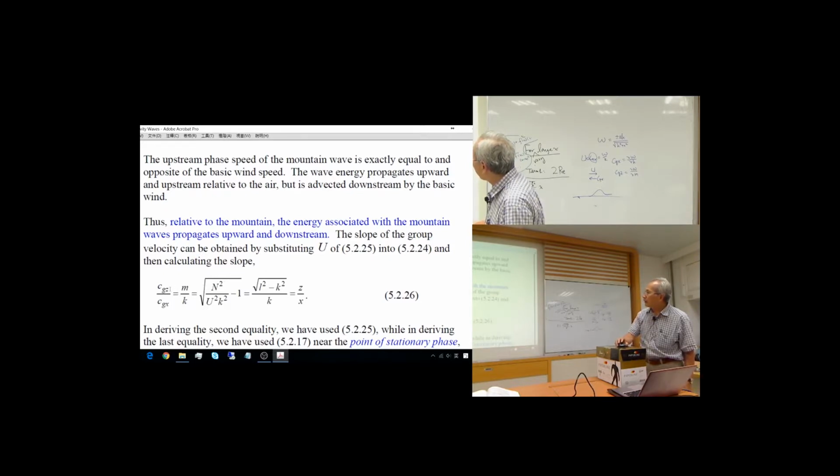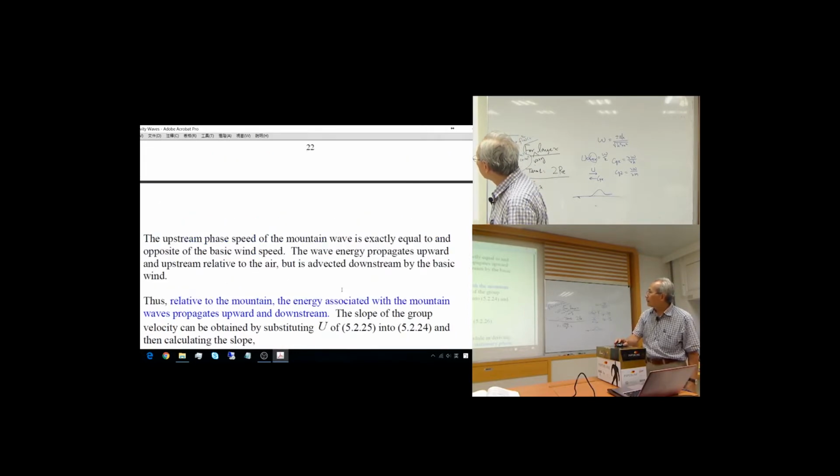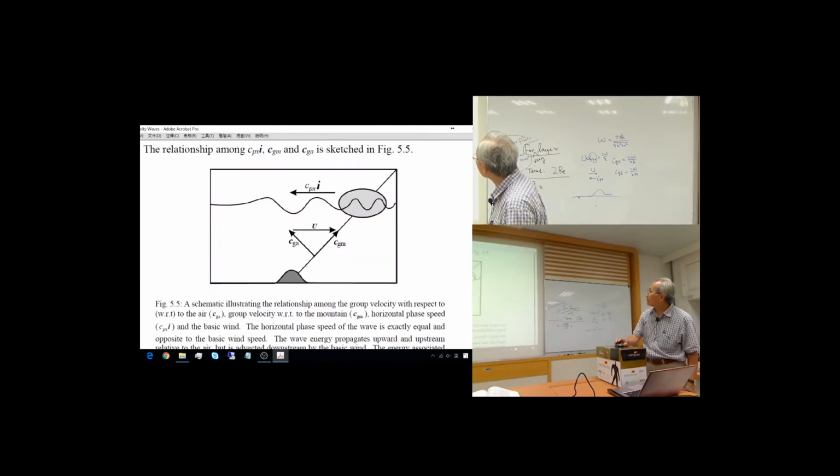Then you can calculate CGG divided by CGX, the group velocity in the vertical direction divided by the horizontal direction, and you can derive that it equals G over X. What's G over X? That's this. So G over X, that's the group velocity.